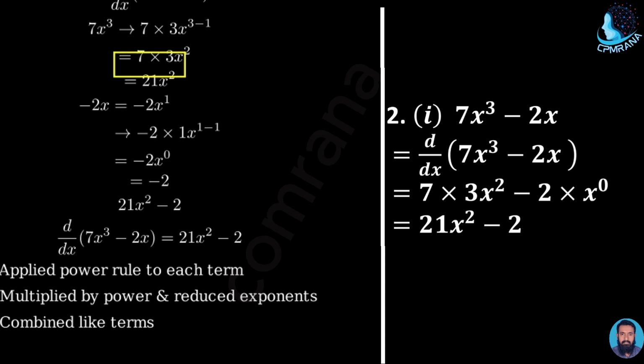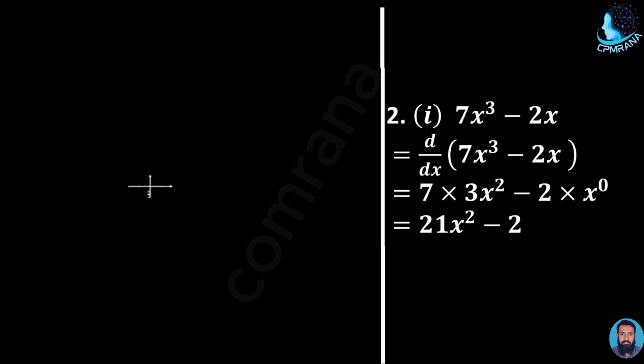As a bonus, we can visualize what this means graphically. Here's the original function in blue and its derivative in green. Notice how the derivative shows the slope of the original function at each point.